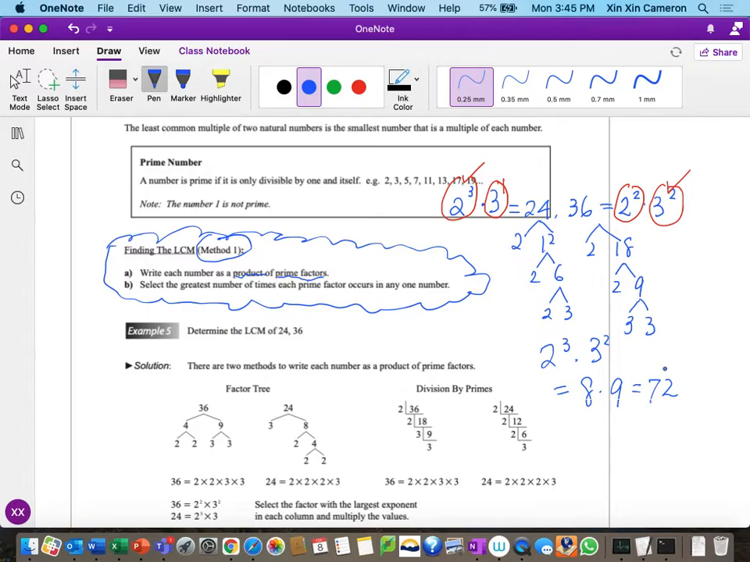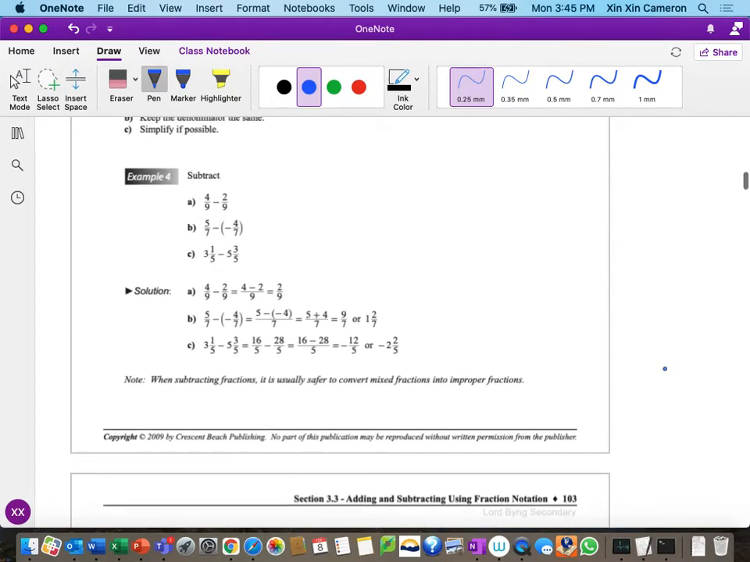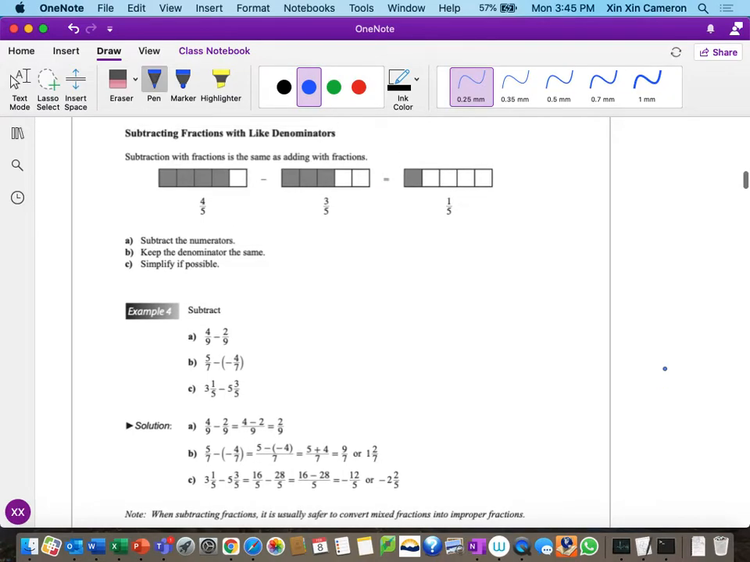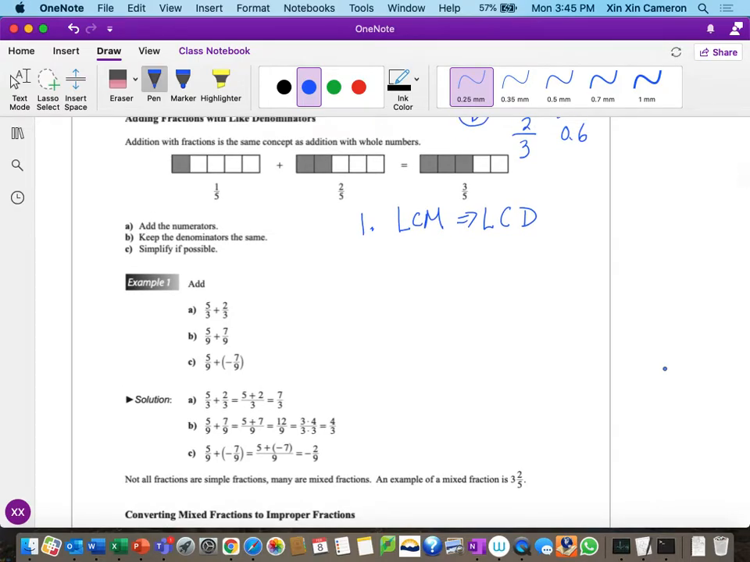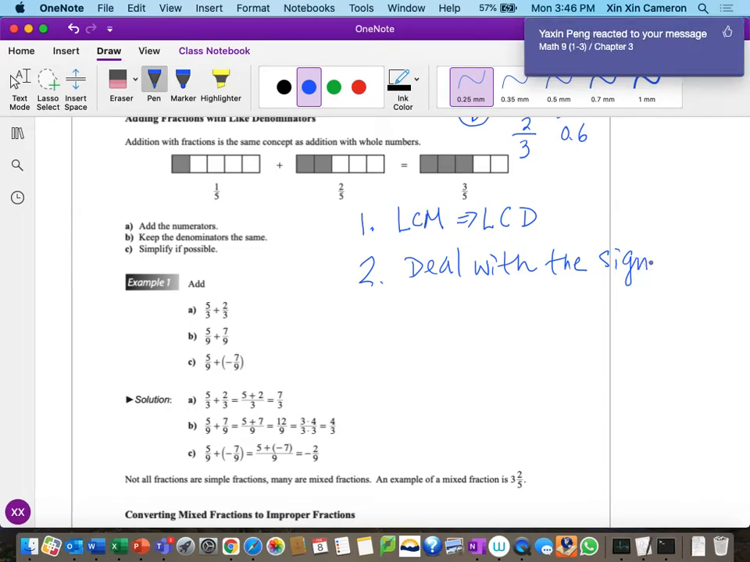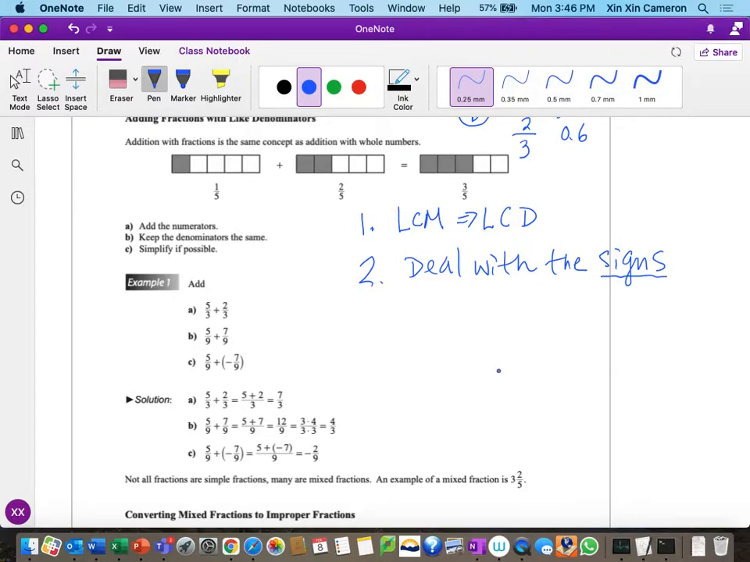Okay, so that's the first issue we needed to iron out. The second issue is to deal with signs, which means whether it is a positive number or a negative number. This is grade 9. This is not grade 8 or grade 7 anymore, so not everything is just a positive number.